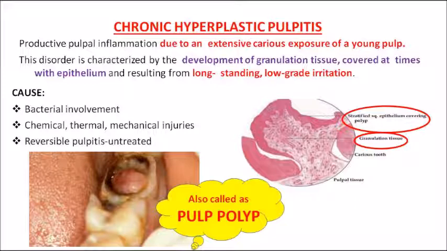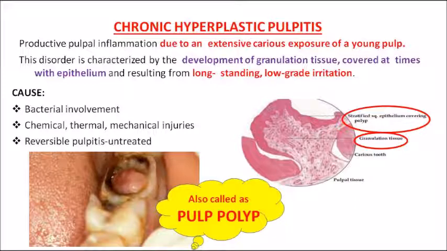You can see in the picture a carious tooth from which a bulbous extension of the pulp tissue is coming, covered by stratified squamous epithelium. That is a pulp polyp, so it is also known as pulp polyp, inside which granulation tissues are present, in the deeply carious tooth. The main causative factors are bacterial involvement, as you can see in the picture, chemical, thermal or mechanical injuries, as well as untreated reversible pulpitis, which can go to this stage. So it is also called pulp polyp, and it is an extensive carious exposure.